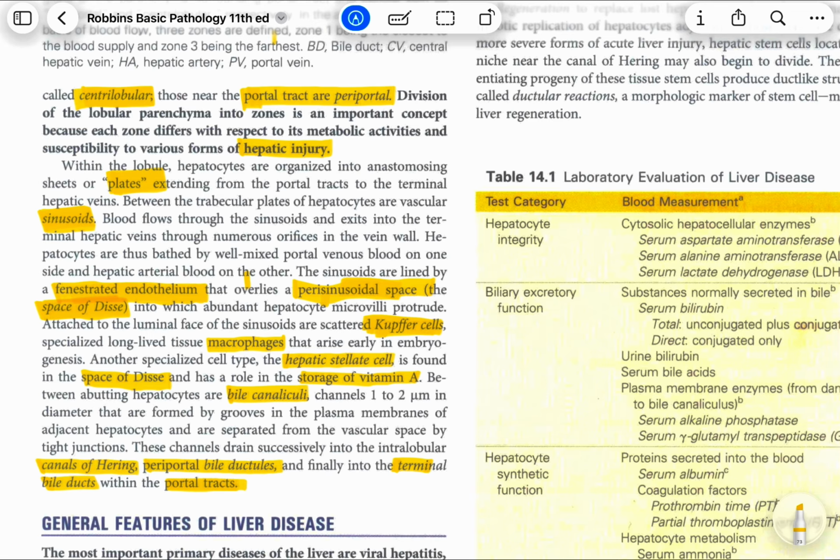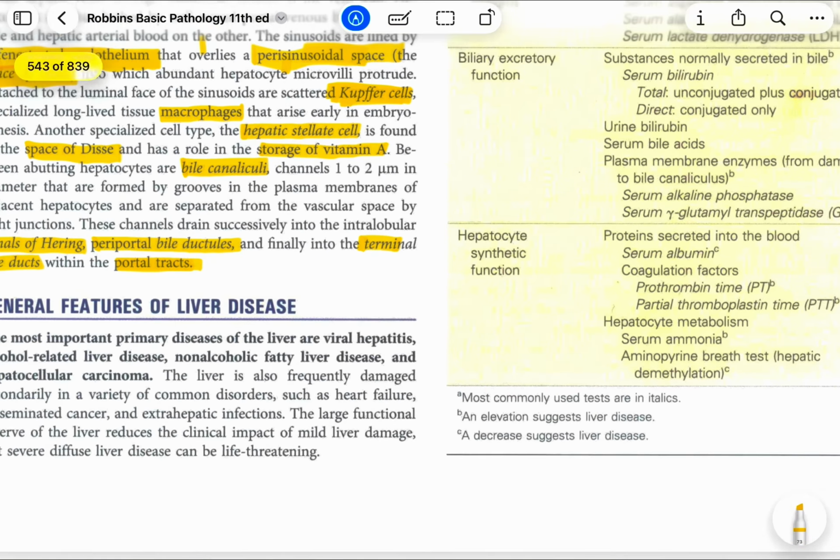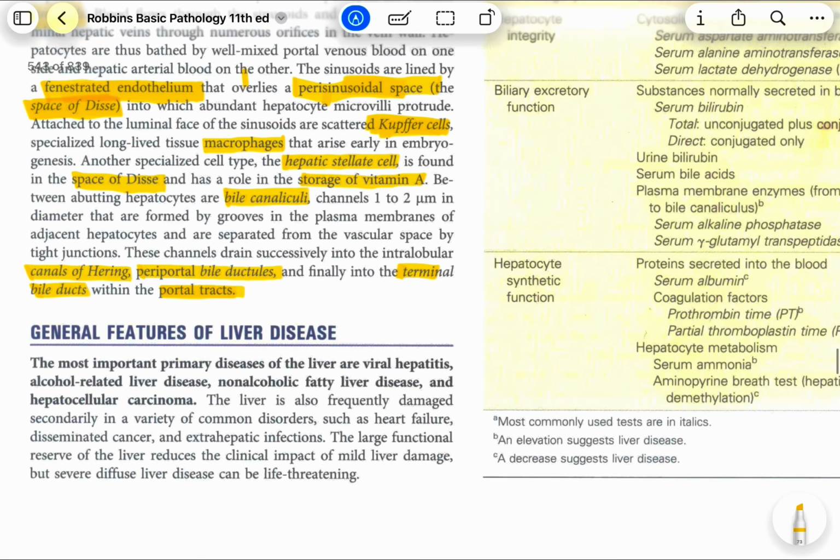So, this was about the anatomy and the architectural models of the liver. Now, if we talk about the general features of liver disease, the most important primary diseases of the liver are viral hepatitis, alcohol related liver diseases, non-alcoholic fatty liver disease, and hepatocellular carcinoma. In this playlist, we have all these features. The liver is also frequently damaged secondary to a variety of common disorders like heart failure, disseminated cancer and extrahepatic infections.